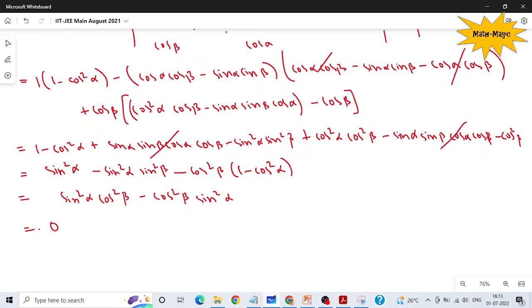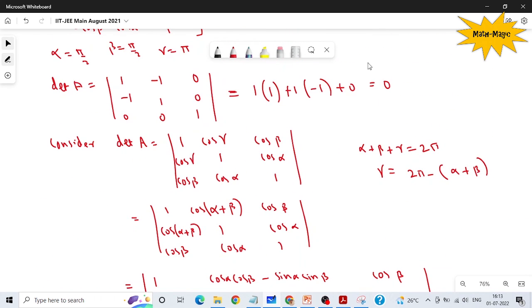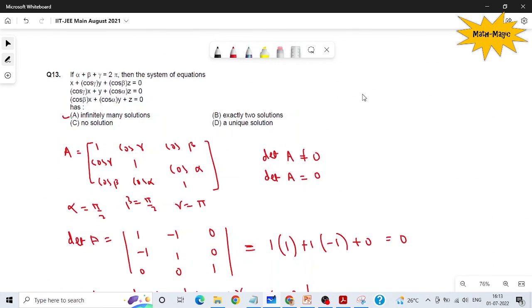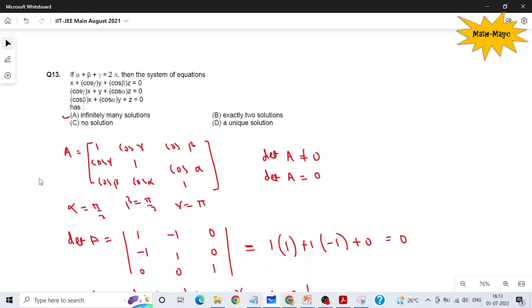As the value of the determinant of A is 0, it says that the system of linear equations has infinitely many solutions. So option A is correct. That's a very important point: if you understand the question well, you will be able to apply such tactics to get the answers quickly.